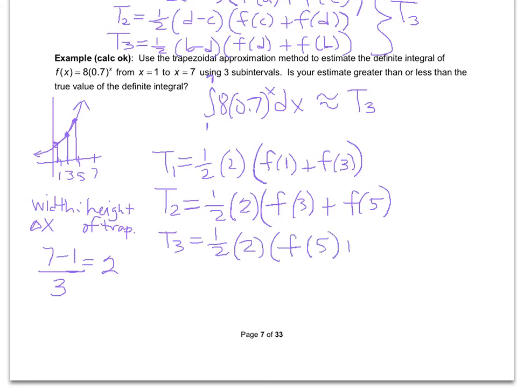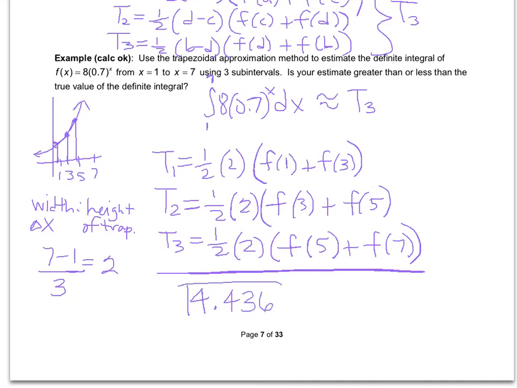Base 1 is f of 5. Base 2 is f of 7. When you add all of those up, that's going to give you your approximation. So that is going to give us an approximation of 14.436.